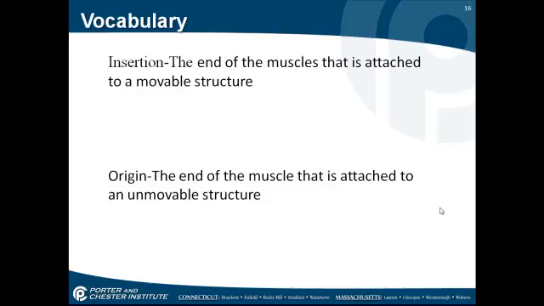Vocabulary. Insertion: the end of the muscle that is attached to a movable structure. The origin is the end of the muscle that is attached to an unmovable structure.